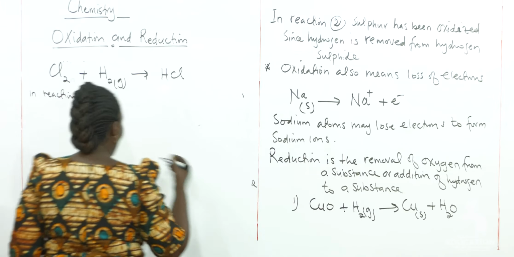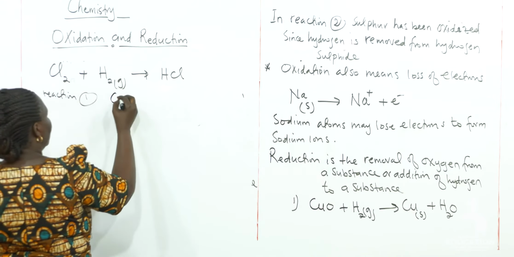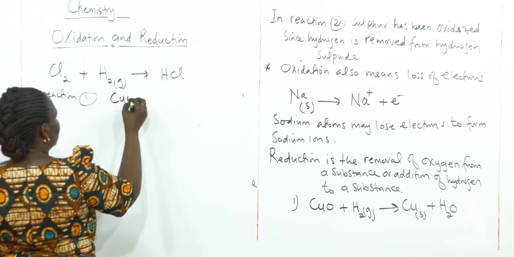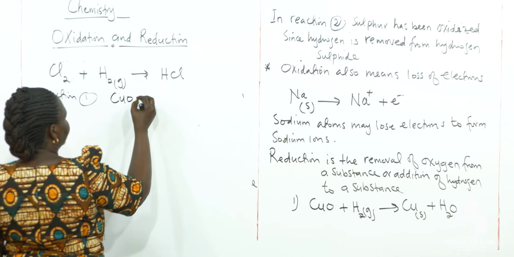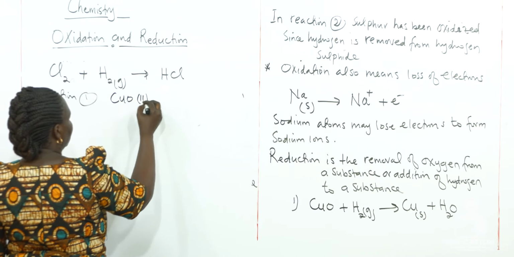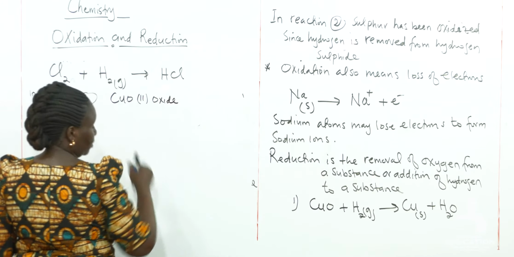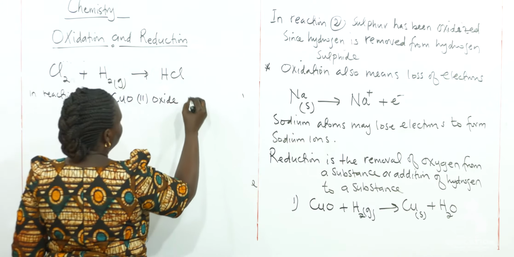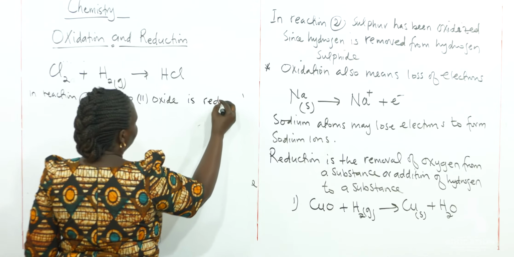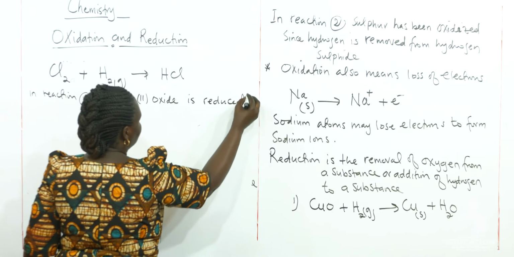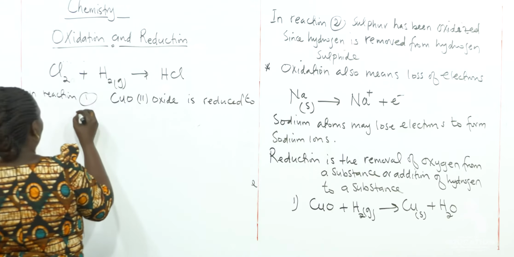So in reaction 1, copper 2 oxide is reduced to copper metal.